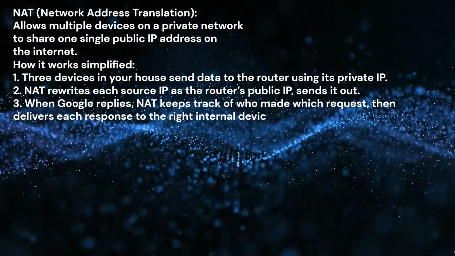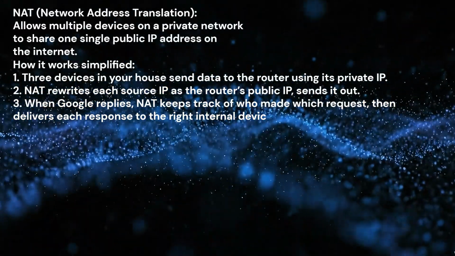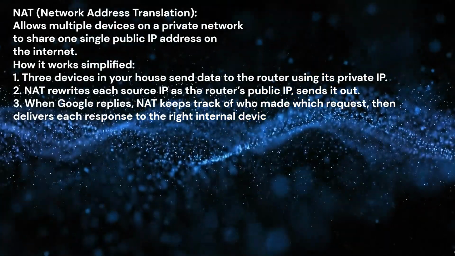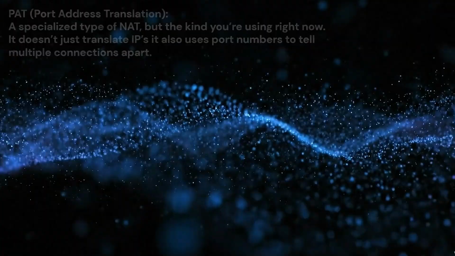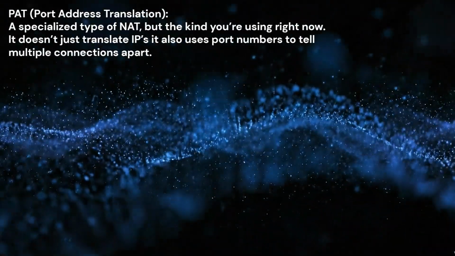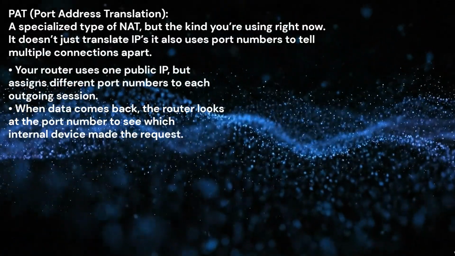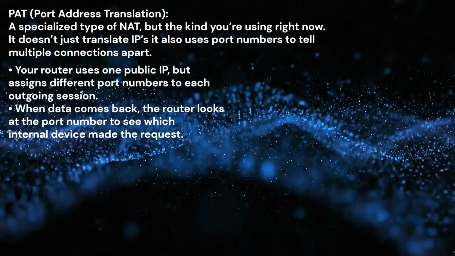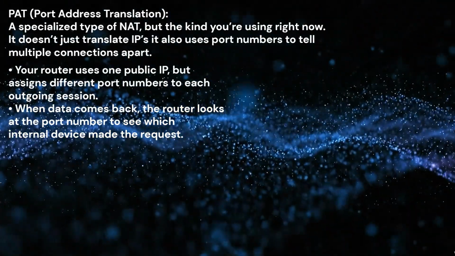So everything looks like it's coming from the router. Exactly. But how does it handle multiple devices doing this at the same time? How does it know which reply goes back to your phone versus your laptop? Yeah, that's the confusing part. That's where PAT comes in, Port Address Translation. It's a type of NAT. When your laptop sends data out, the router not only changes the source IP to its public IP, it also assigns a unique source port number to that specific connection.